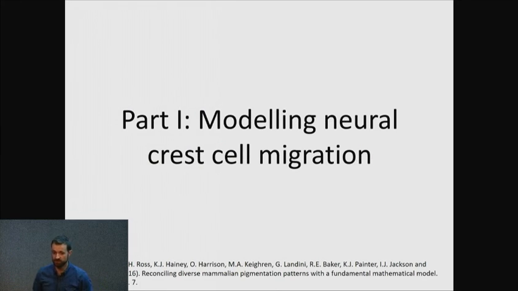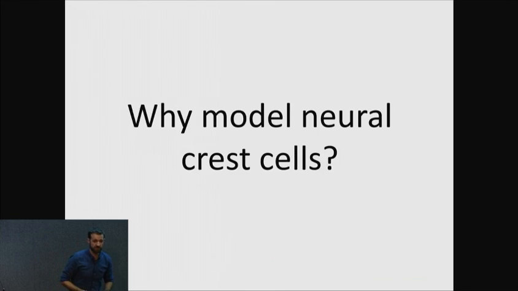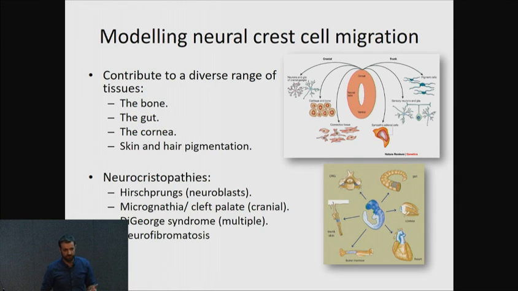So for the first part, the results of this part are in this Nature Communications paper, which we published back in January. So this part is looking at modelling neural crest cell migration. So the first question that I like to address is why we should bother looking at neural crest cells in the first place. So neural crest cells are a diverse range of cells in the early embryo.